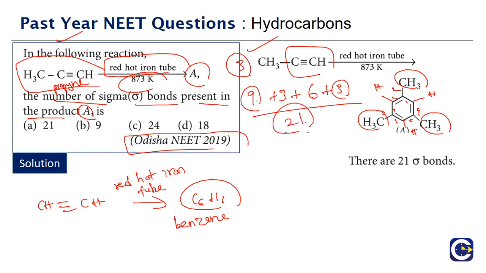So what is the correct answer for this? There are going to be 21 sigma bonds. Sometimes they can even ask the number of single bonds, so we have to be ready. In that case we are not going to count the double bond part. But if they say sigma bond, we have to keep in mind carefully that a double bond is a combination of 1 sigma and 1 pi. A triple bond is a combination of 1 sigma and 2 pi bonds.